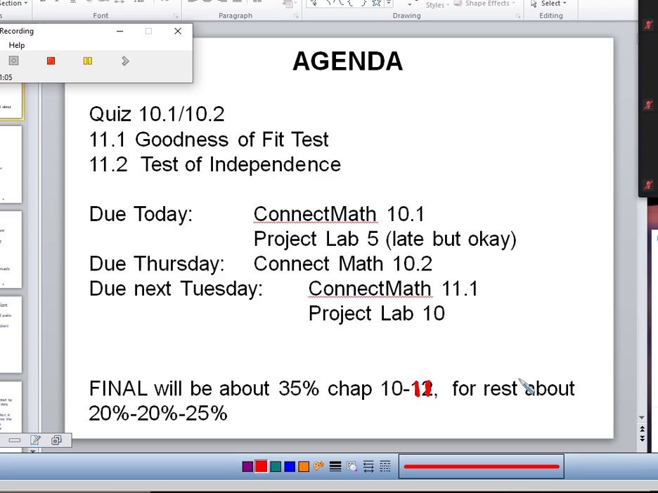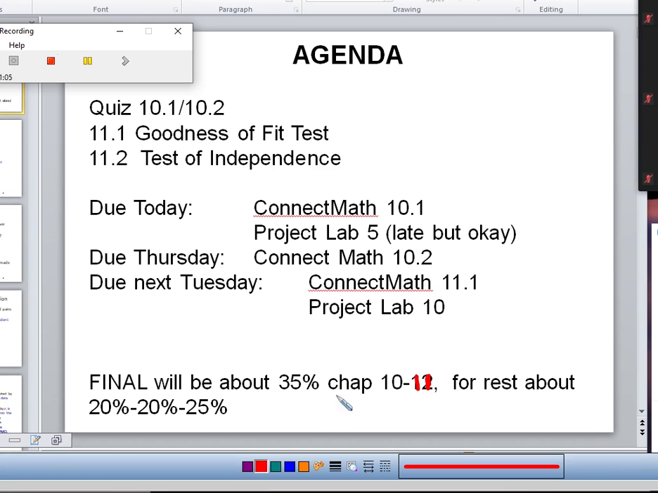The final, again, a reminder, is going to be 35% on this Exam 4 stuff, Chapters 10 and 11, because Exam 4 is rolled into the final, so it makes that a lot higher. The rest is going to be about 20%, 20%, and 25%.